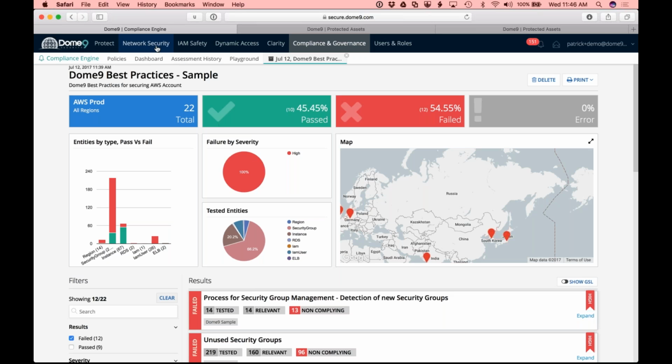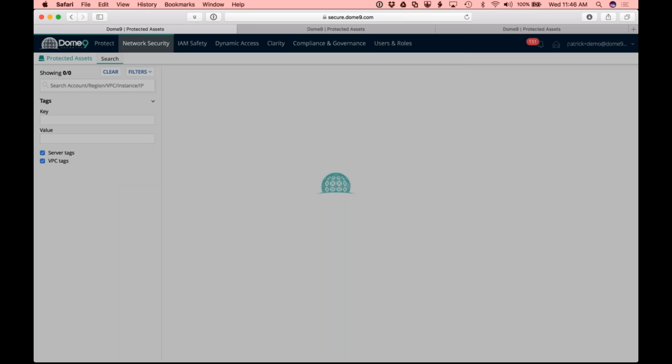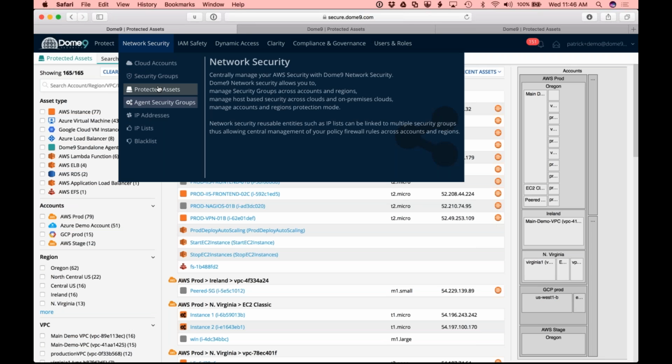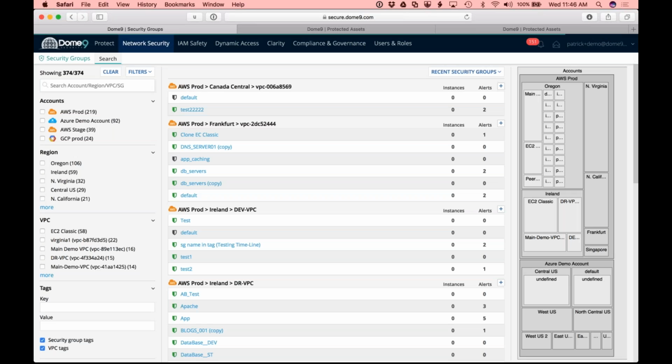So from a network security perspective, when we went back to protected assets, rather, if we look at security groups, which is a similar view, but now we're looking at that firewall as a service, right, that each platform provides. Maybe not by name. I don't think the security group name is used within Google Cloud. It's more of a firewall tag relationship. But within Dome9, it's all presented as a similar kind of function, and certainly the searchability, as you can see on the left-hand side within the security group functionality, is here.